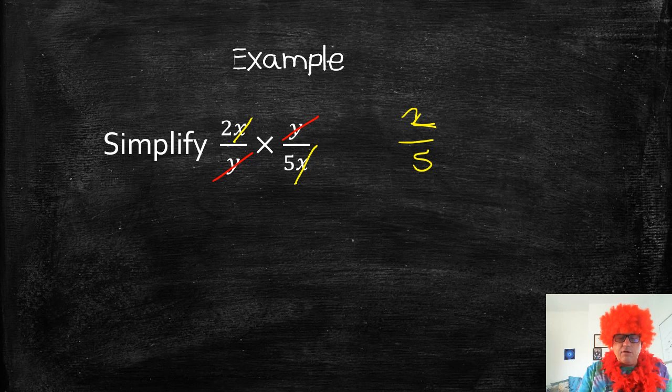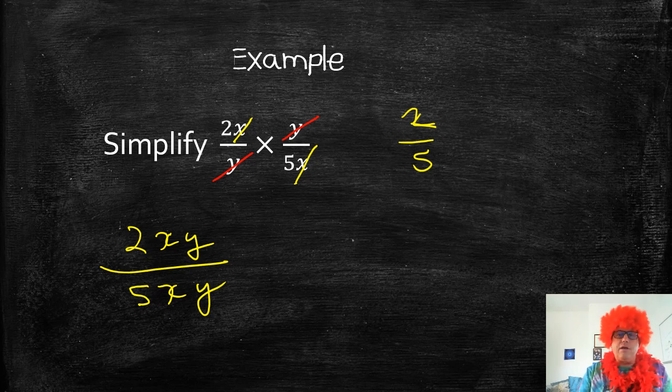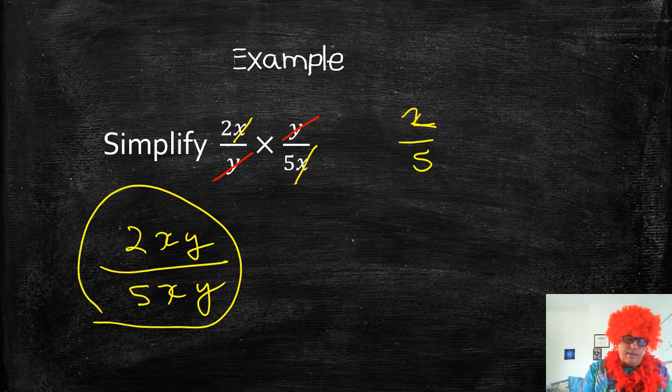Now again, how is this canceling working? Well, remember, if I multiply the top, I get 2 times x times y. If I multiply the bottom, I get 5 times x times y. Remember, the order we multiply doesn't matter. And usually we write our letters in alphabetical order. So if I did it this way, it's easy to see the y's cancel and the x's cancel. That's really what I'm doing without going through all those steps.